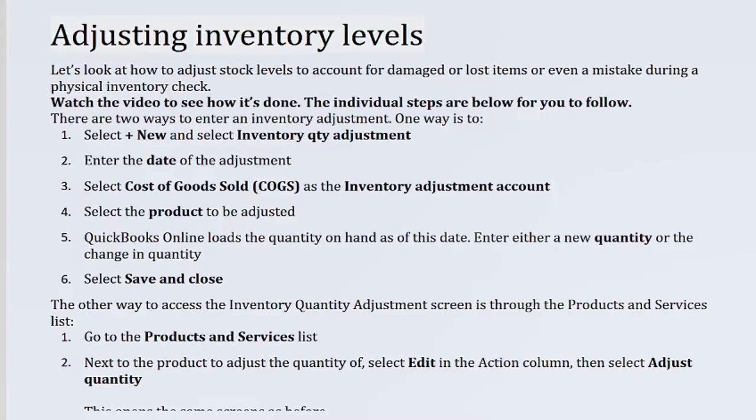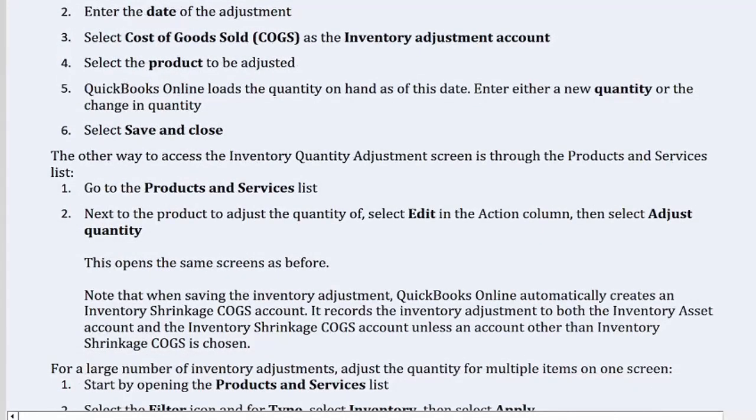Select the product to be adjusted. QuickBooks Online loads the quantity on hand as of this date. Enter either a new quantity or the change in quantity. Select Save and Close. The other way to access the inventory quantity adjustment screen is through the Products and Services list. Go to the Products and Services list. Next to the product to adjust the quantity of, select Edit in the Action column, then select Adjust Quantity. This opens the same screens as before.